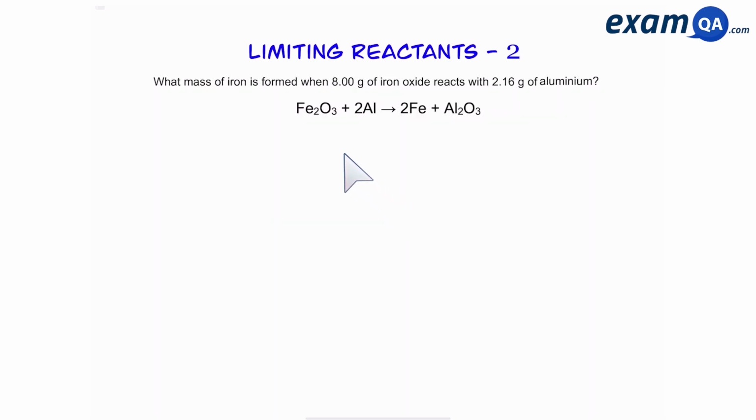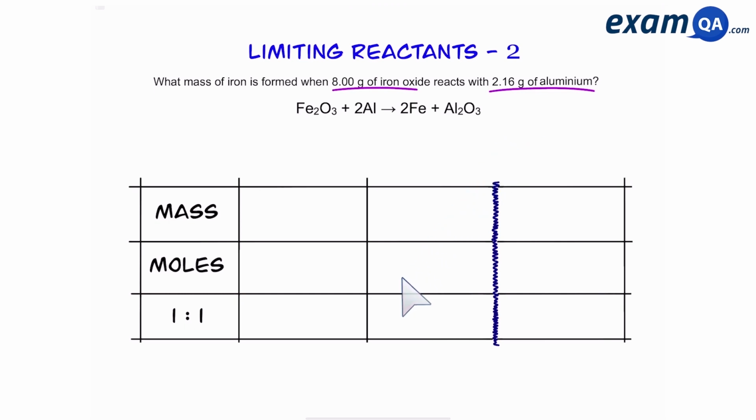What mass of iron is formed when 8 grams of iron oxide reacts with 2.16 grams of aluminium? Just like before, we're going to first identify our main reactants, which is iron oxide and aluminium. Then we're going to make the table, put the reactants on the left. From the products, we have 2 products, iron and aluminium oxide. Which one do we want to know about? The question says iron, so iron goes on the table.